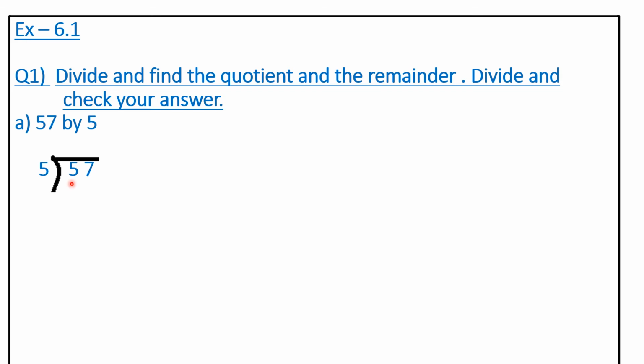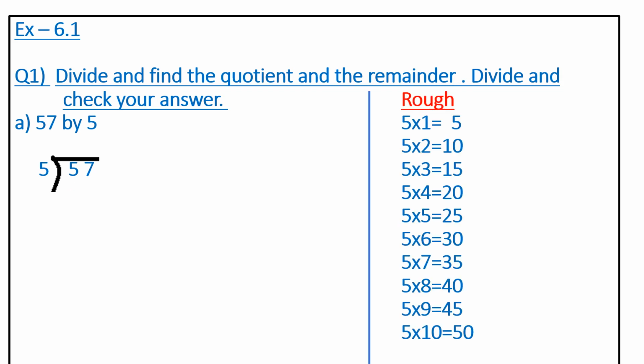Okay. Now you read the table of 5. If you get 5 then okay. Otherwise, the nearest number you have to get. So let's start the table. So children, look here. Here you have to divide 5 with this 5. So you have to read the table of 5 and you have to get this 5.